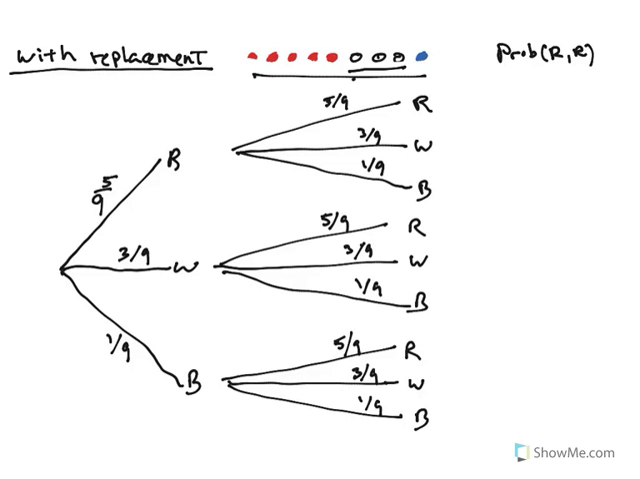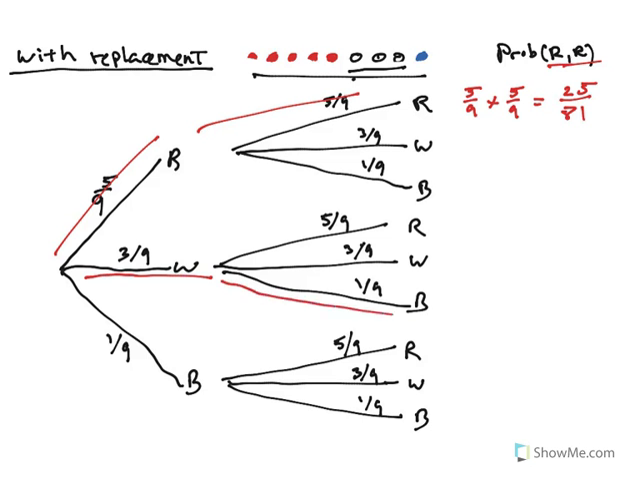Now, if we want to find the probability of going red, red, we follow the red arm twice, and we multiply the numbers together, and that gives us the probability of getting 2 red balls of 25 over 81. Suppose we wanted to find the chances of going white-blue. That'd be that arm there. That'd be 3 ninths times 1 ninth, which is 3 over 81.